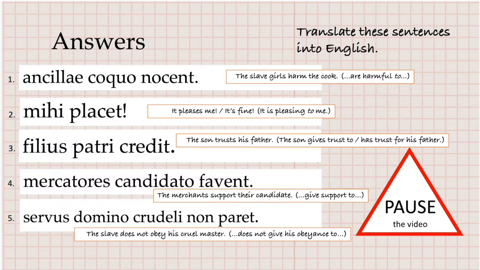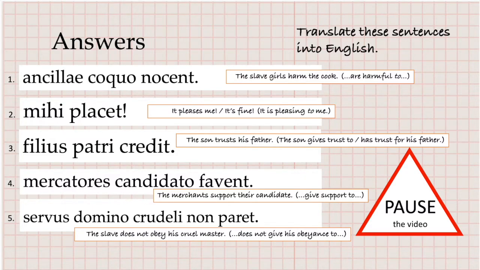Ancillae coquo nocent. The slave girls harm the cook. Literally, the slave girls are harmful to the cook. Mihi placet. It pleases me. It's fine. But literally, it's pleasing to me. Third one. Filius patri credit. The son trusts his father. The son gives trust to or has trust for his father.